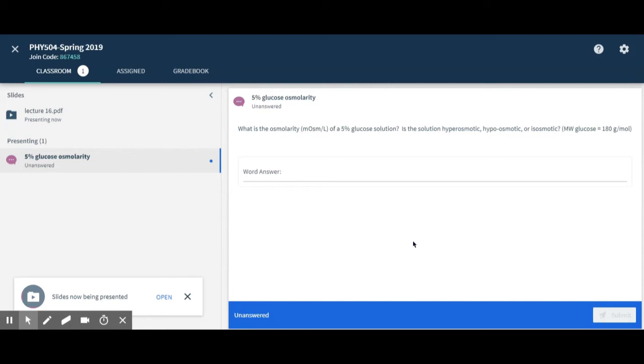Anytime you see a solution that's presented as a percentage, the quick and dirty way to do it is take that percentage number, put grams after it, divide it by 100 mils. It's basically grams per deciliter. Okay? So a 5% glucose solution would be 5 grams of glucose in 100 mils of solution. Now can you calculate it?